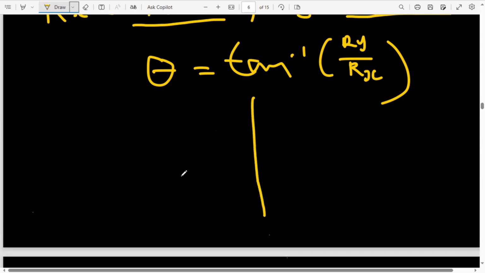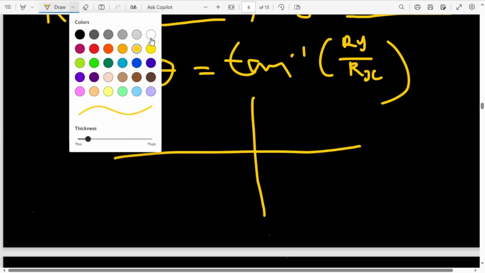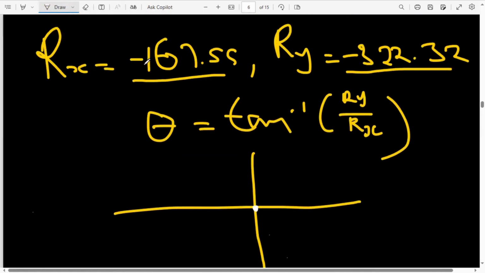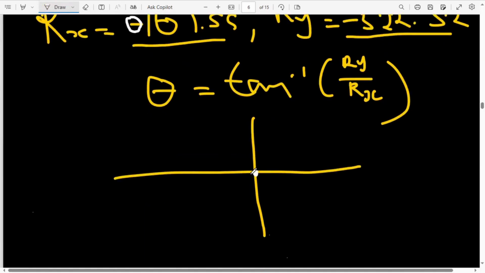So this is my x-y plane like this, and the starting point is always the 0 point. So from this 0 point, I'm moving 167.55 units to the left. Why? Because I have a negative in front here. So I'm moving to the left like this.